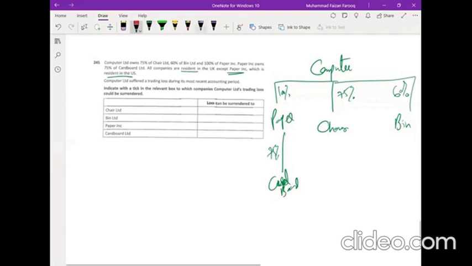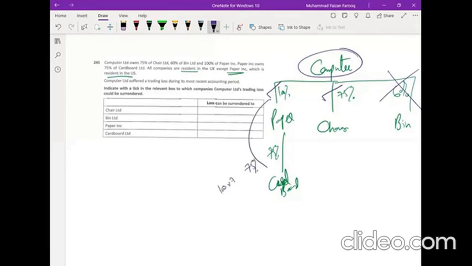Yes. Computer is okay, Paper is okay, Paper will be forming the group. Chair is okay, Bin is not okay. And for this one, effective percentage, 100 into 75, 75 means Cardboard is also okay. So the group is Computer, Paper, Chair, and Cardboard. Am I right or wrong?